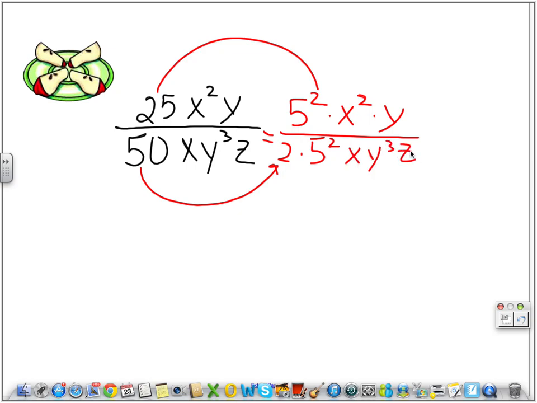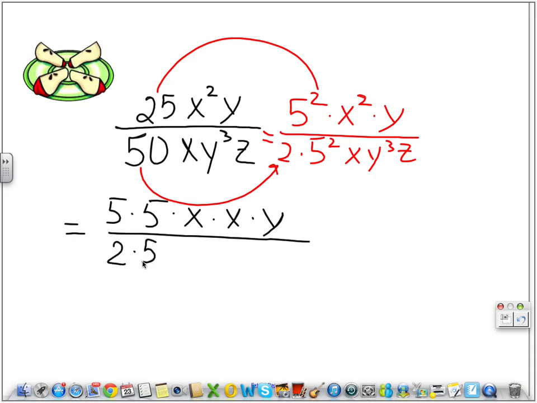Okay, now I'm going to do the same thing. I'm going to write it all the way out. 5 times 5 times x times y over 2 times 5 times 5 times x times y times y times y times z. Okay, my fraction bar got a little weird there.